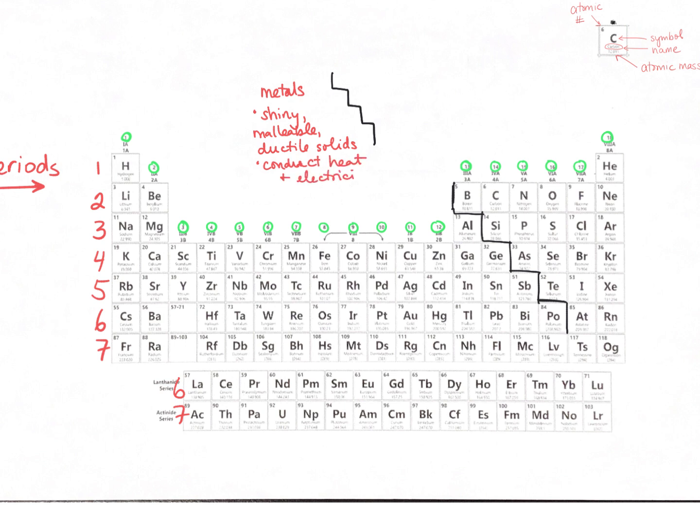So you can see, based on the location of the staircase, that most of the elements on the periodic table are metals. On the right side of the staircase, that's where we find nonmetals. And what can we say in general about the nonmetals? Well, they're mostly gases. There is one liquid, that's bromine right here. Mercury and bromine are the only two elements that are liquids at room temperature. So most of these nonmetals are gases.